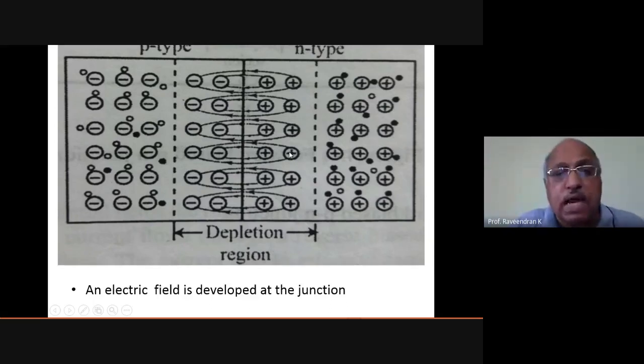There are no free electrons or free holes. There are no free charges available, so there are no mobile charges here, whether electrons or holes. This is a space charge region which is depleted of charge carriers, but it appears as an electric field with a small voltage depending upon the type of material.